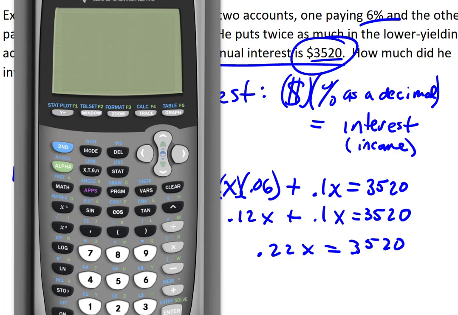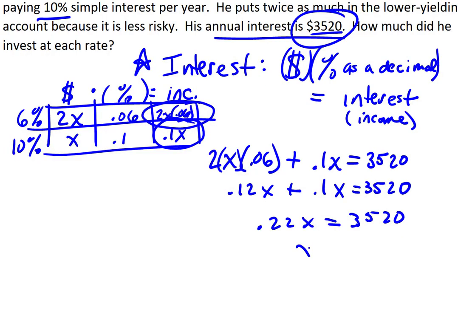Now we know we're going to want to divide both sides by 0.22 to solve for x. So we'll go ahead and just do that on a graphing calculator and type in 3520. That's the right side. We're going to divide that by 0.22, and it turns out to be 16,000. So if x is 16,000 as given by the calculator, that tells us something. That tells us, remember, x was the amount that was invested in the 10%. Now the question was, how much did he invest at each rate? Well, there's half our answer.